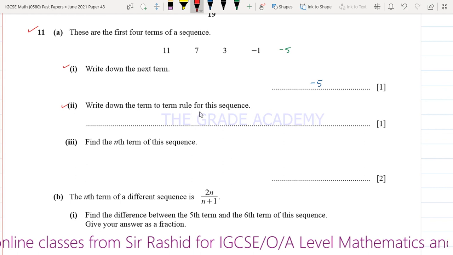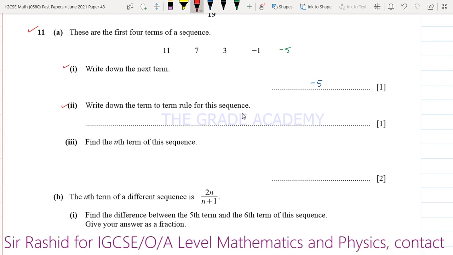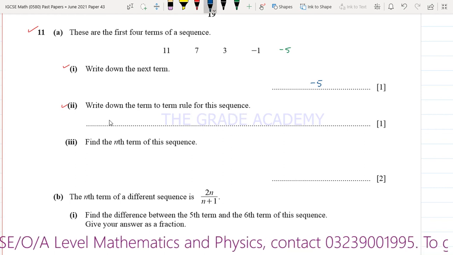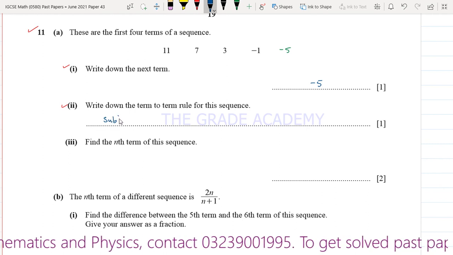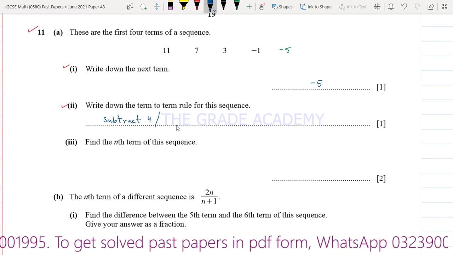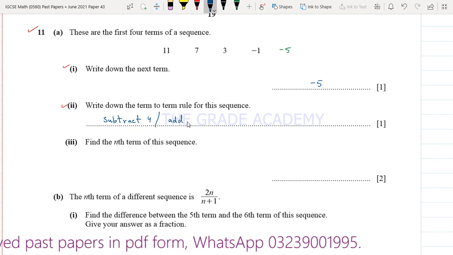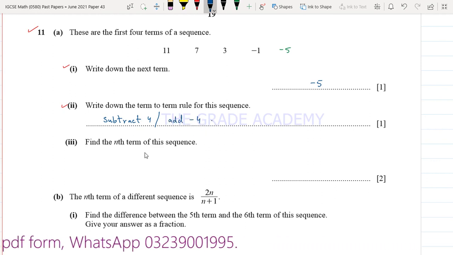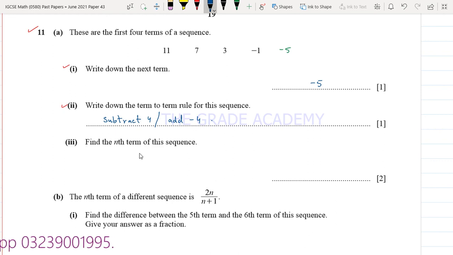Write down the term-to-term rule for this sequence. The term-to-term rule for this sequence is subtract 4, or we can also write this as add negative 4. So this is the term-to-term rule for this sequence. Find the nth term of this sequence.